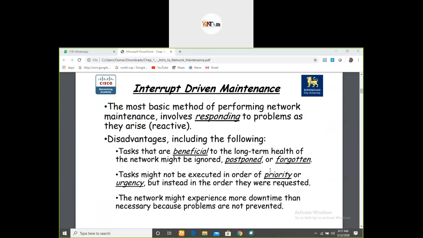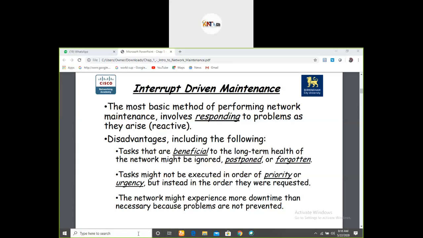Now, what is interrupt-driven maintenance? What is an interrupt? When you are talking and somebody says don't interrupt me, it means don't cut short what I'm saying, or don't disturb my course. So an interrupt is simply something that disturbs a course or curtails the smooth running of something. The most basic method of performing network maintenance involves responding to problems as they arise. And that is what we mean by reactive maintenance. So interrupt-driven maintenance uses the reactive approach to respond to problems as they arise.